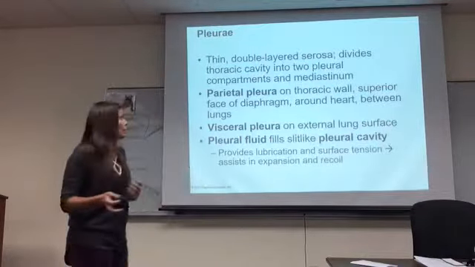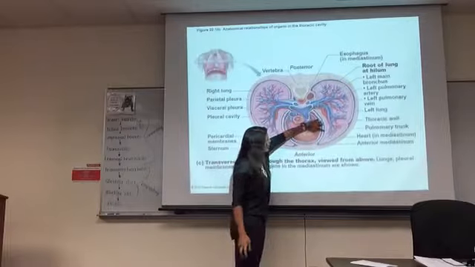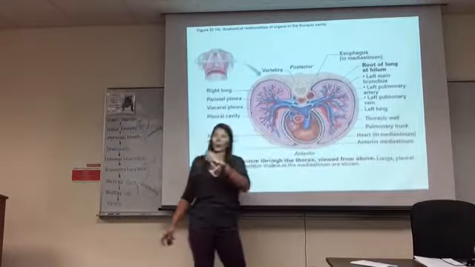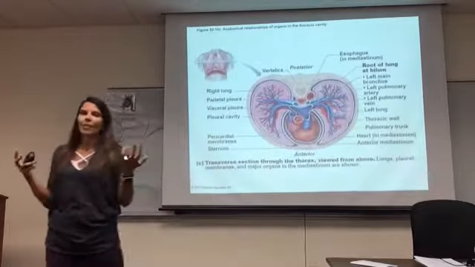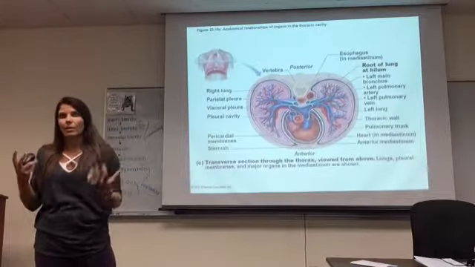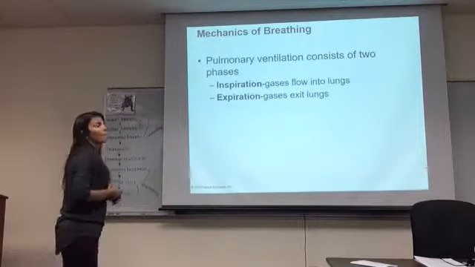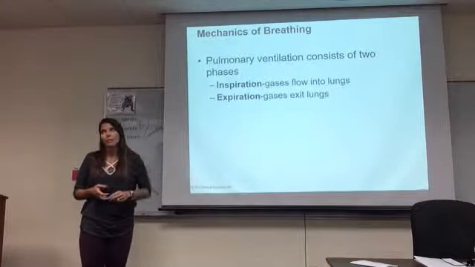Okay, so just using this diagram, the visceral pleura here, parietal pleura here, and in between is the pleural fluid. We call those the pleural cavities. You have two pleural cavities for your lungs, one for each lung. Okay? Any questions so far in anatomy?